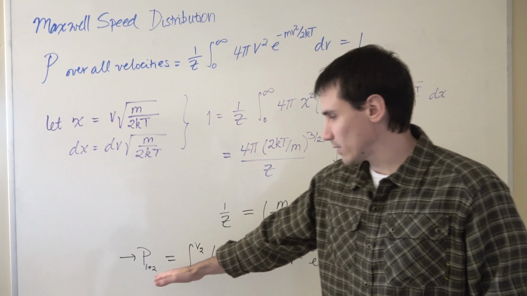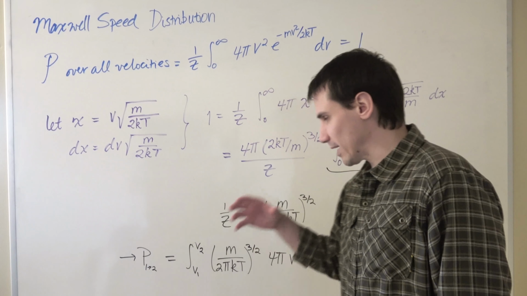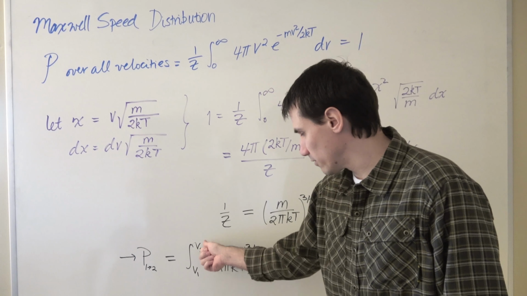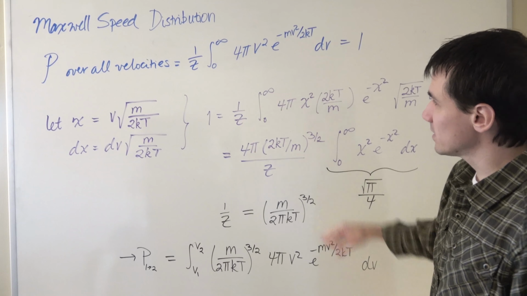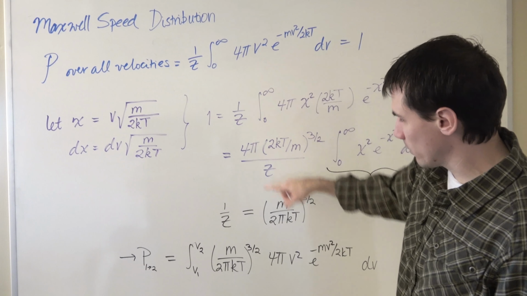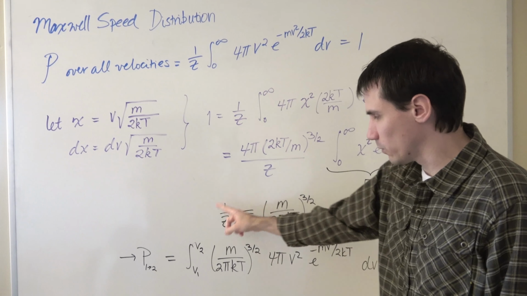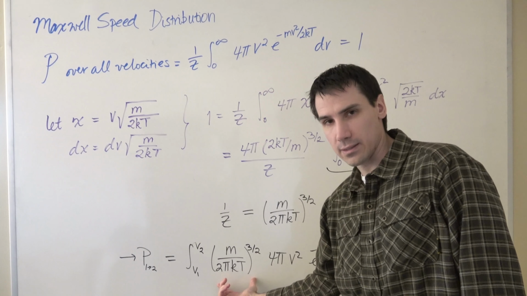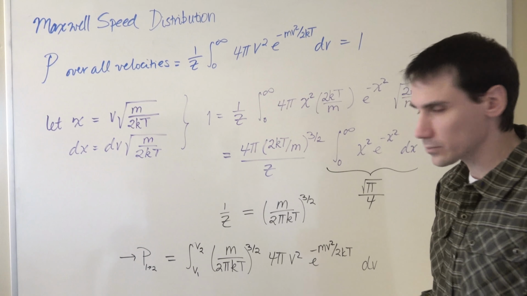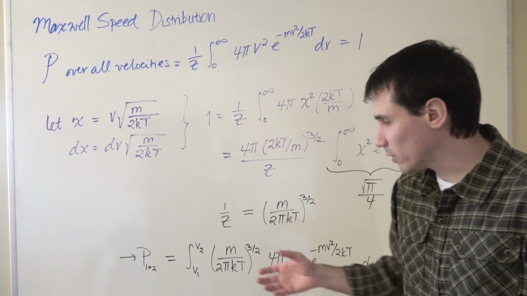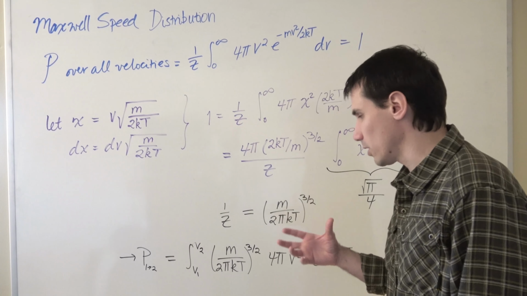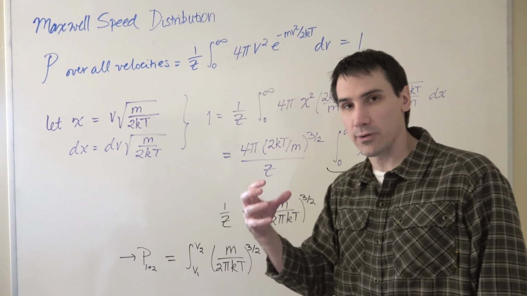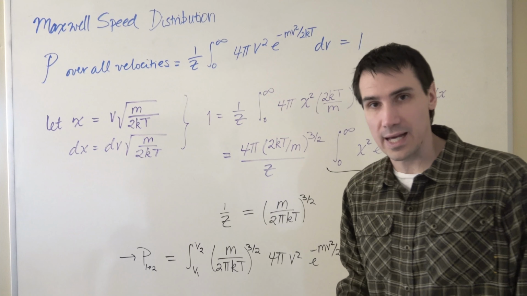Finally, we can write down the probability of the particle having some velocity between v1 and v2 as being given by this expression, which is simply this with our value that we found for 1 over Z plugged in here. So now we can plug in any value of v1 and v2 that we would like and solve for the probability that a particle will have a velocity in that range.